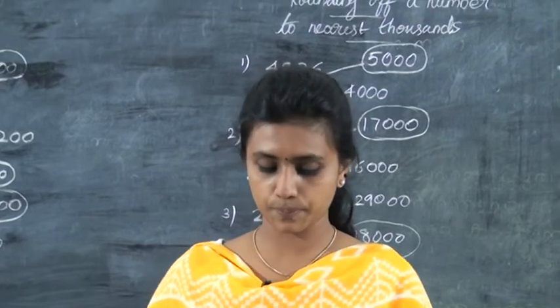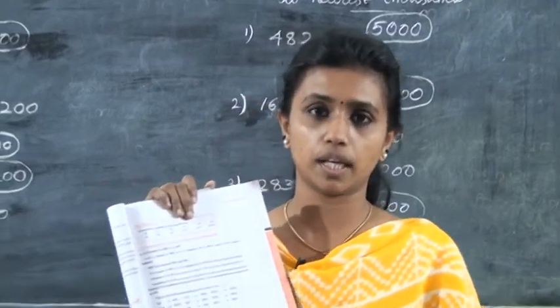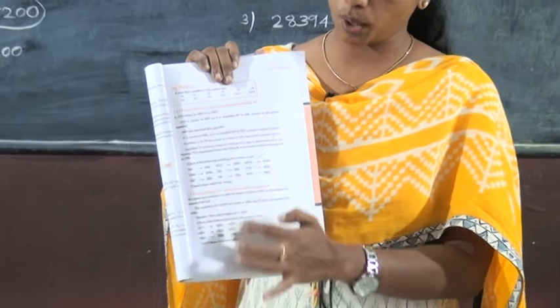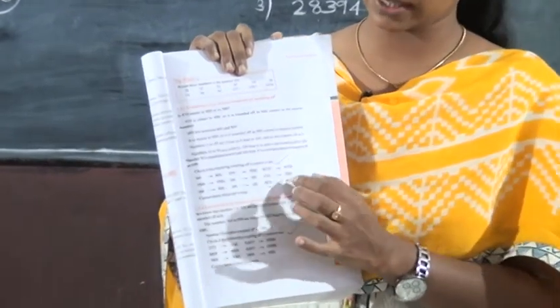Okay. Now I will give you an activity. Take your textbook, page number 90. You can do these two problems in your textbook itself. Round off the correct ones, and correct the wrong ones.